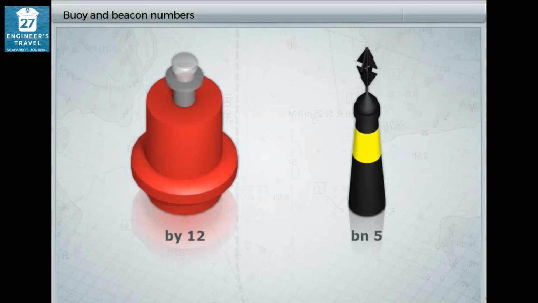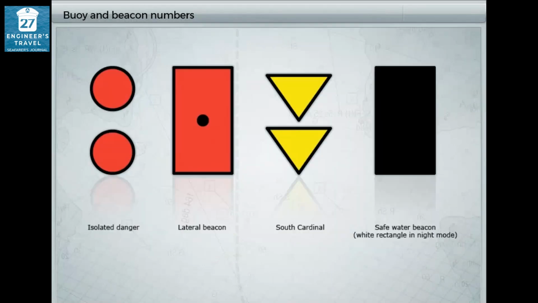When buoys and beacons have numbers, the chart shows the number prefixed by the letter BY for a buoy and BN for a beacon, to stop the number being confused for a depth sounding. Simplified beacon symbols are displayed upright, representing a beacon mounted on the seafloor.